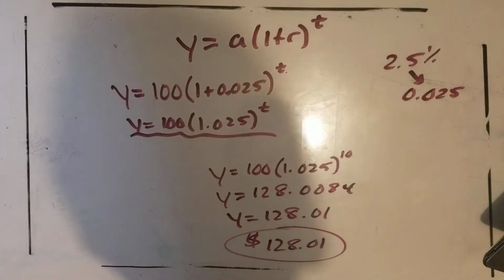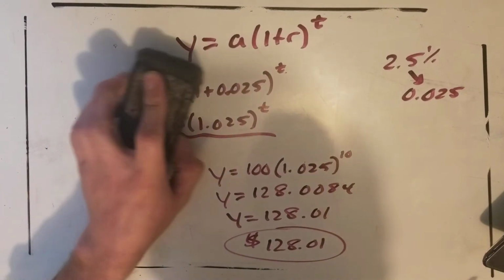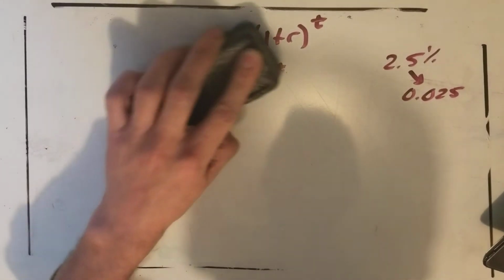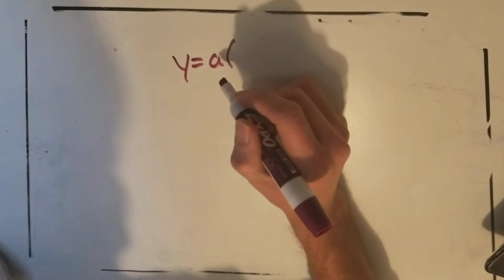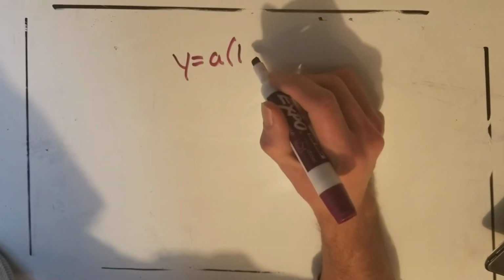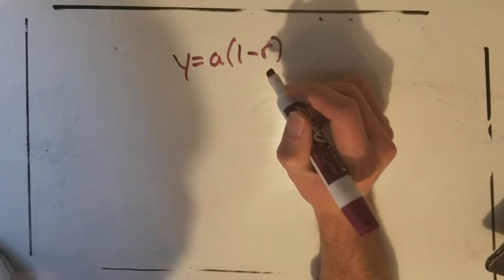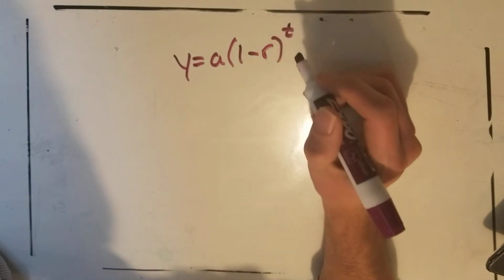Let's talk about our decay function now. A decay function is very similar to the growth function. It's going to be in the form, this is slide 3 on that presentation, y equals a times the quantity 1 minus r, to the t.